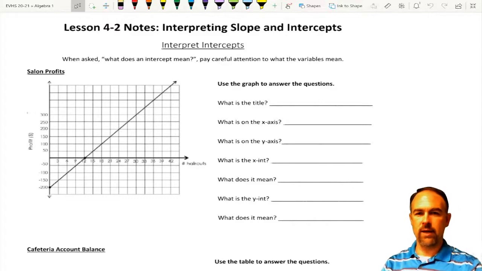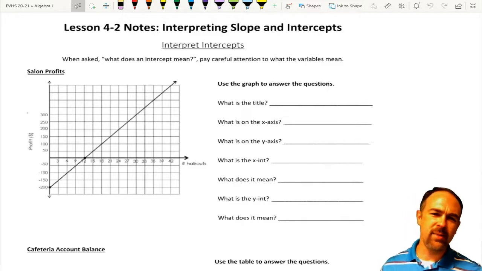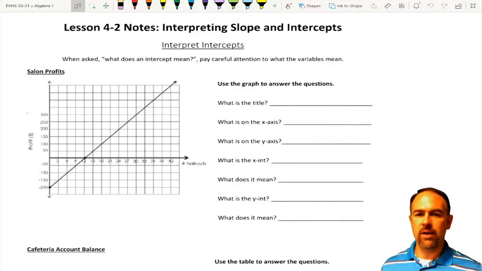Now, we're going to take a break from doing any sort of high-level math today. We're not going to be adding, subtracting, multiplying, or dividing, maybe a little bit of dividing, but we're going to take a break from all of that and focus just on what math means.